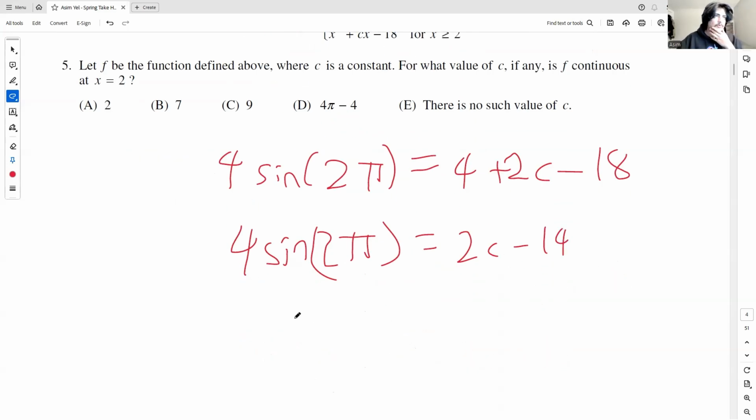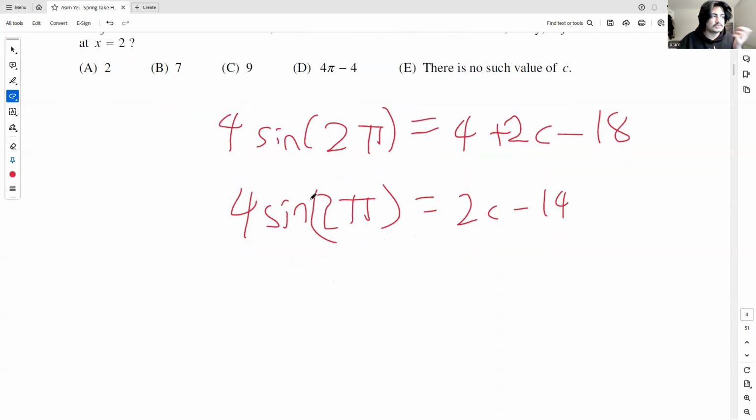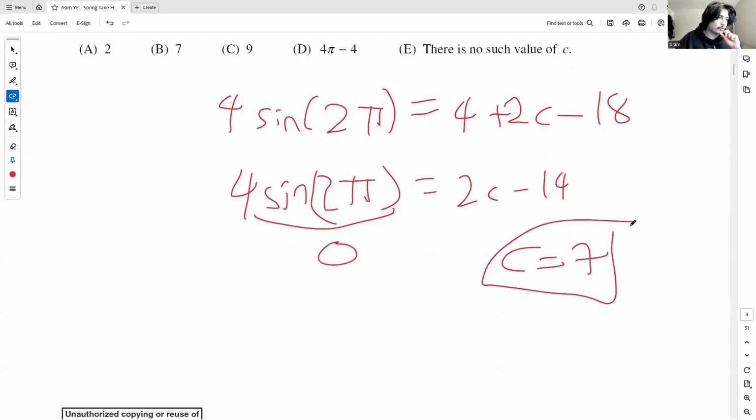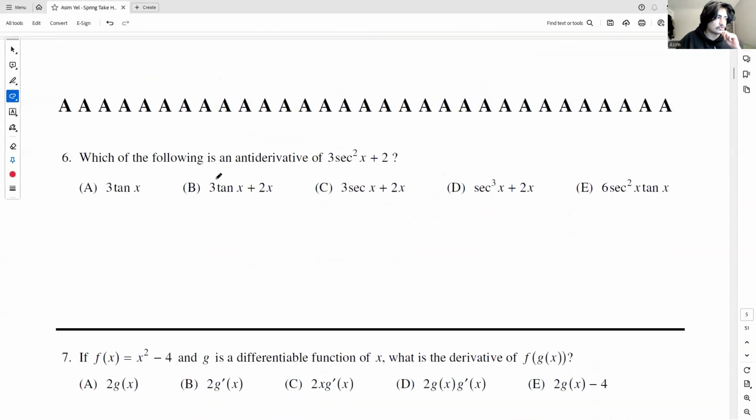Now over here, we can see that sine of 2 pi, which in degrees is 360 degrees, is 0. So sine of 2 pi is 0, and 4 times 0 is 0. So we have to get 0 for the right side as well, since they're equal. So c should be 7 in order to satisfy this equation, which gives me answer choice B.